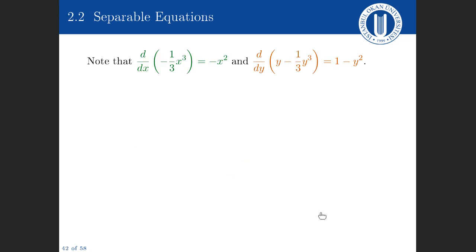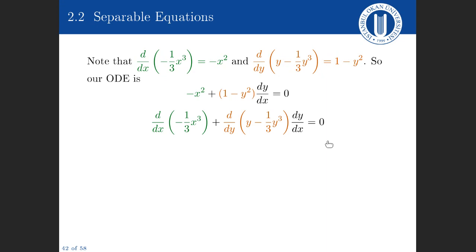And now we want to solve this. Note that the derivative of minus 1/3 x cubed is minus x squared, and the derivative of y minus 1/3 y cubed is 1 minus y squared. So our differential equation is the same as the derivative of minus 1/3 x cubed plus the derivative of y minus 1/3 y cubed, dy/dx equal to 0.